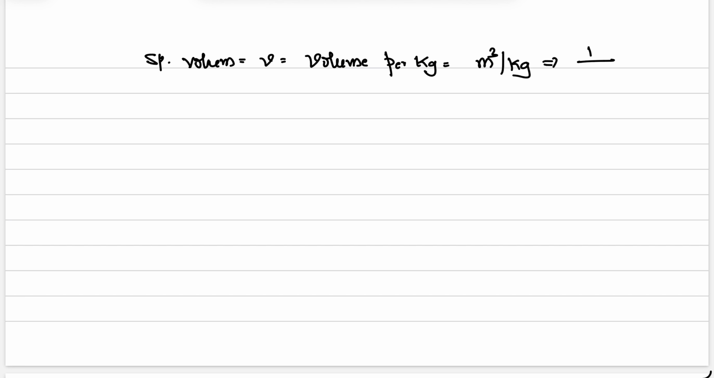Then what is specific volume? Volume per kg, that is cubic meter per kg, that is 1 by kg per cubic meter, that is equal to 1 by rho. That means v is equal to 1 by rho, the density. This you keep in mind. Specific energy, energy per kg. Specific volume, volume per kg.